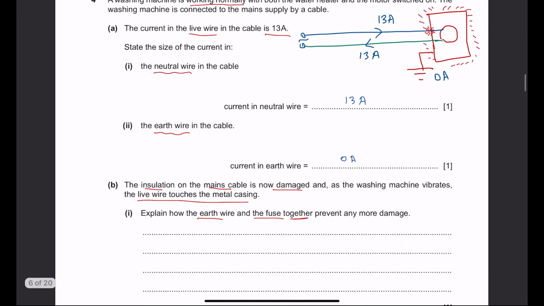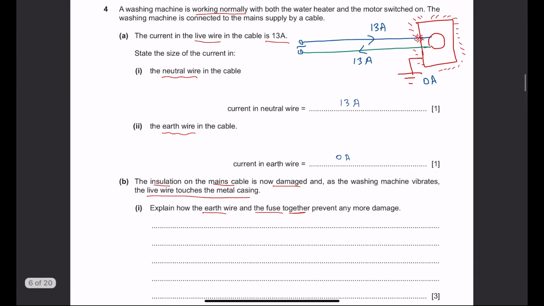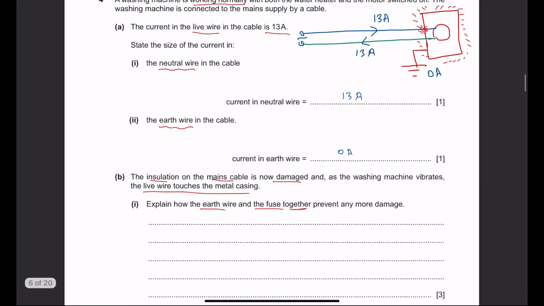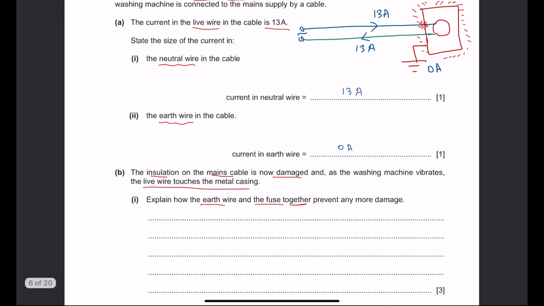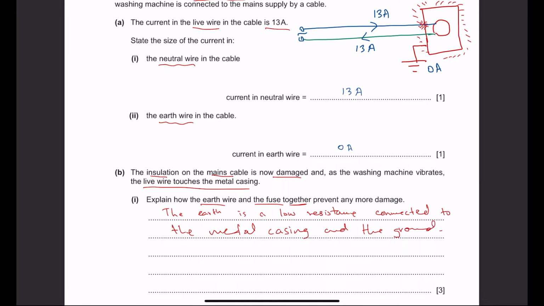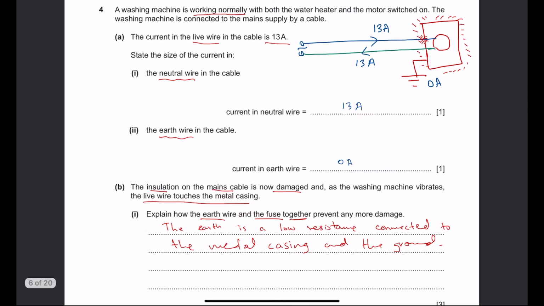So how do they prevent damage? How do they basically just stop this process of damage to the person as well as to the washing machine? Well, what happens is that the earth wire is a very low resistance wire, right? So first mention the earth wire is a low resistance wire. The ground. So now how does the current travel in this particular situation?